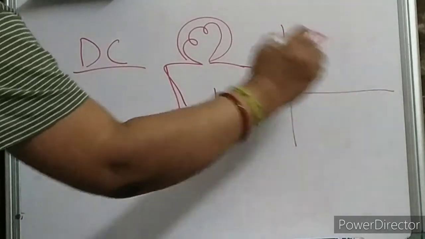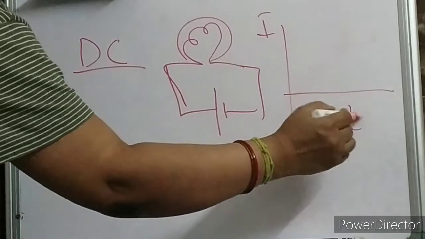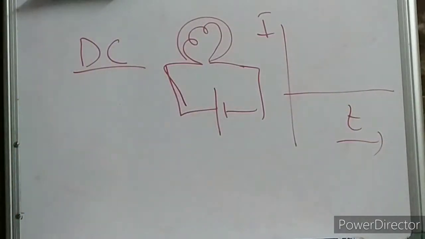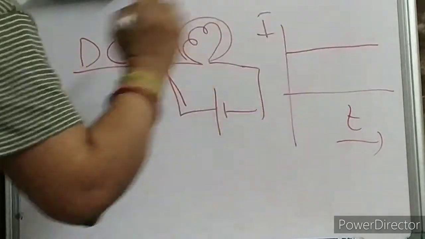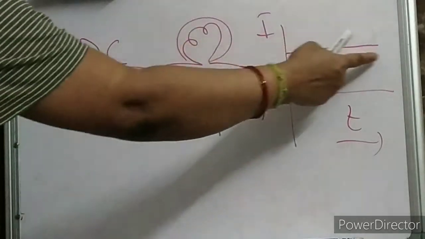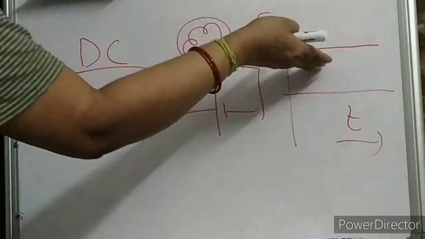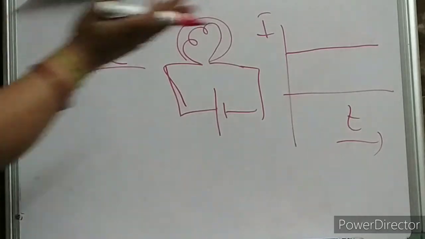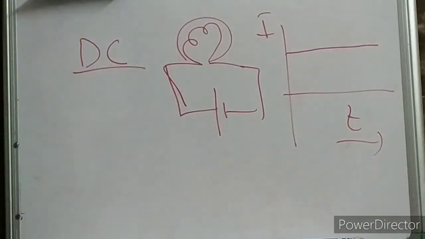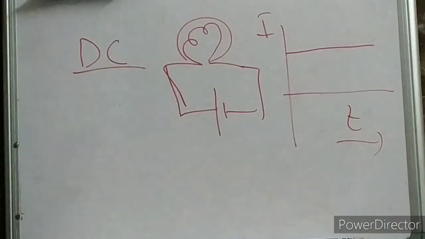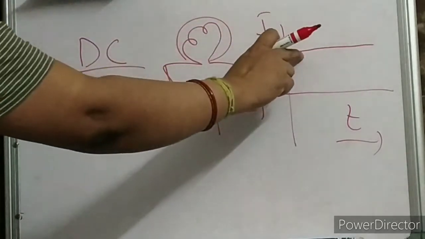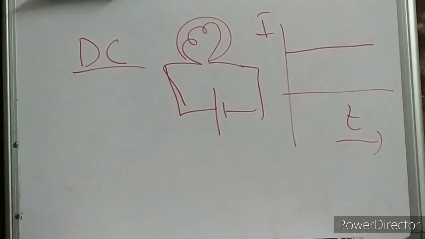We will draw the graph now again. What we have just discussed: in case of DC, the direction remains the same. That means throughout the time the current will be in the same direction, only in the positive part. Not half cycle, children. This is only in one direction. But magnitude can be constant like this or can be variable.